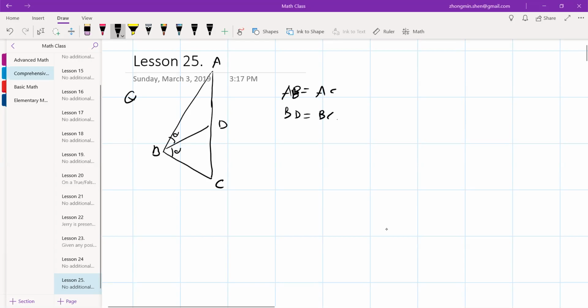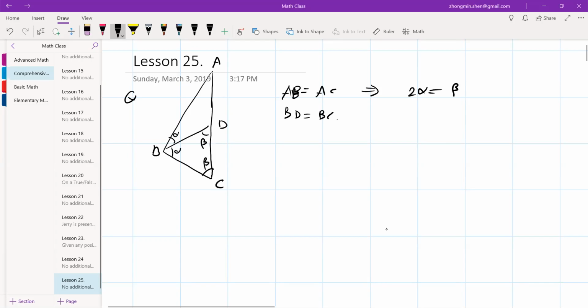Okay, so look at this picture. Suppose this is a beta, right? AB equals AC implies 2 alpha equals beta. The next condition, BD equals BC, and this should be better. BD equals BC. You know, this is an isosceles triangle. Okay, then one by one.